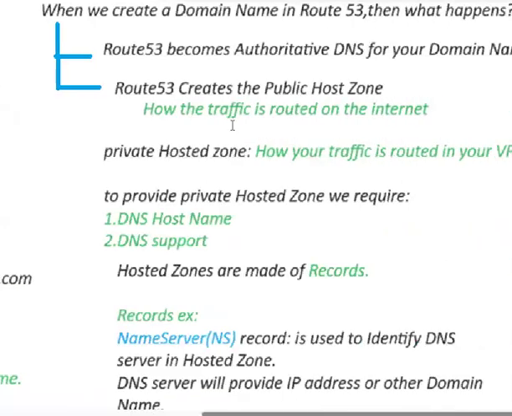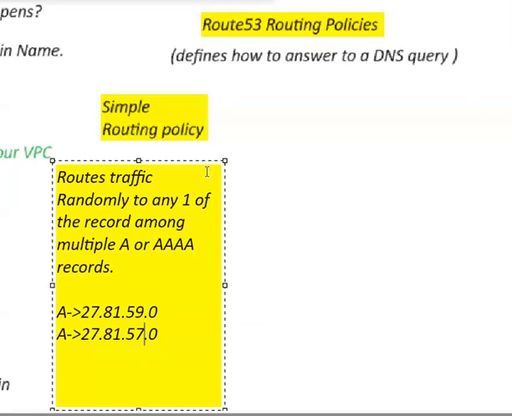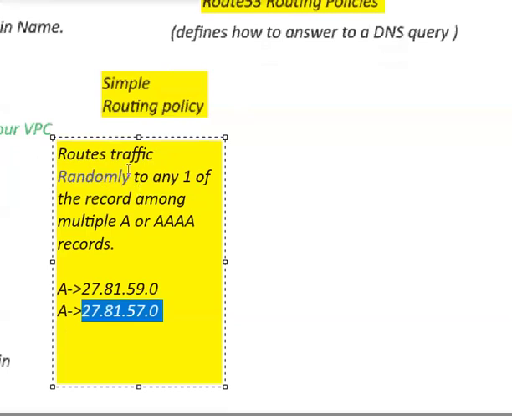In order to route the traffic among those, this simple routing policy is one of the methods where we can route the traffic. How? Randomly. If you want to route the traffic randomly, then you choose this simple routing policy. It will route the traffic among whatever records you provided, so your request routing will happen randomly.